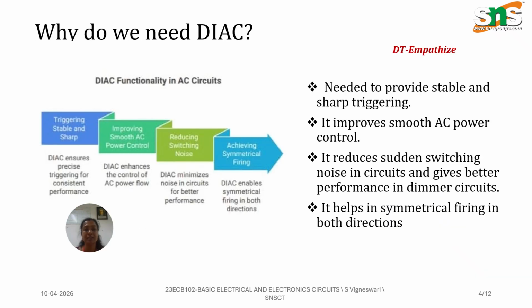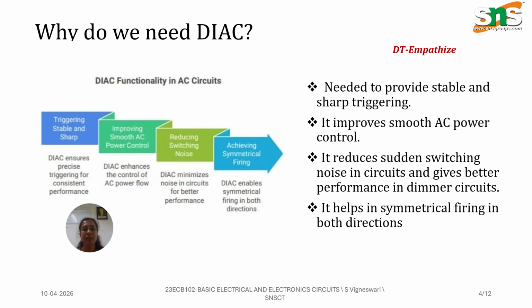So why do we need a diac? What is a Diac mainly? Before understanding the device, let us first see why it is needed. In AC circuits, like light dimmers or, for example, a fan regulator, we need smooth and controlled power delivery. If switching is not properly done, it causes flickering or noise that you may have noticed in your day-to-day life, in your home too.